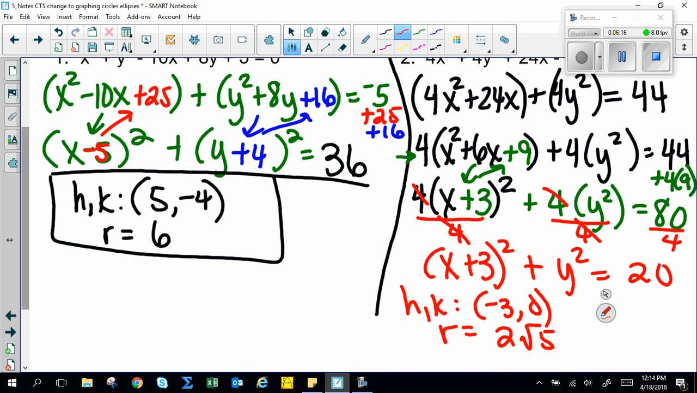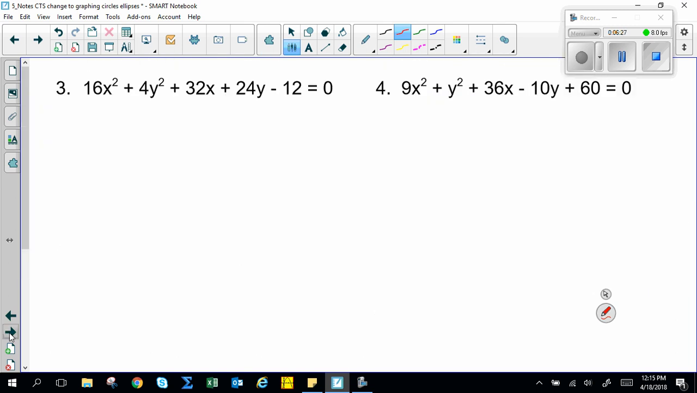All right. The circles are not so bad, and neither are the ellipses, they just involve an additional step. So let's take a look at these last two equations. We know they're ellipses because the A value and B value are not equal, but they have the same sign, okay? So, same process though.